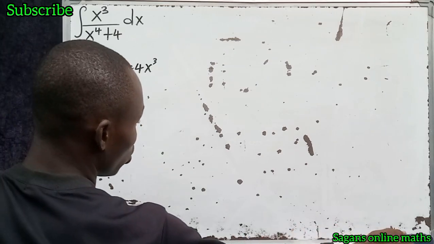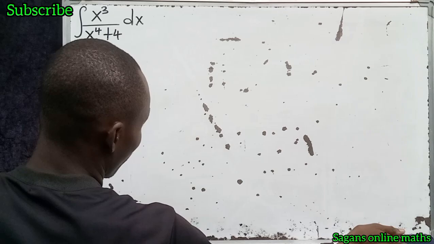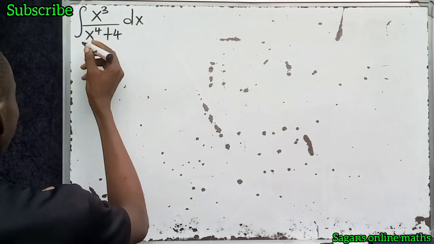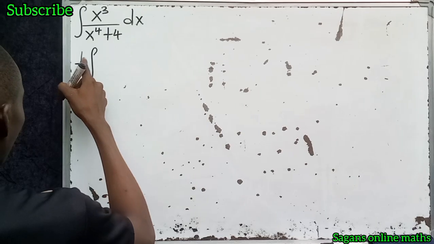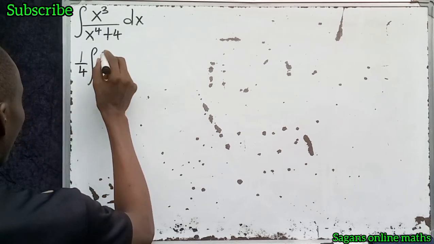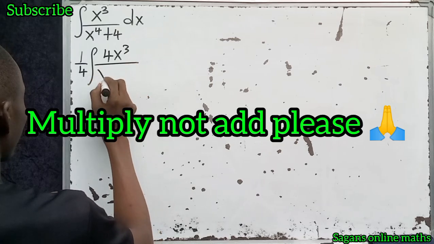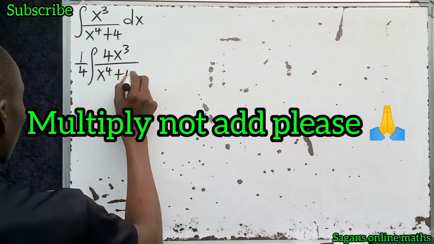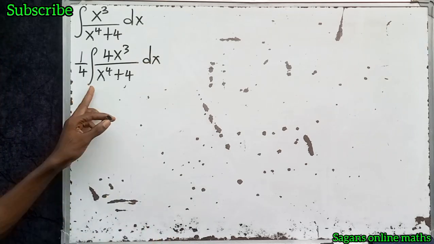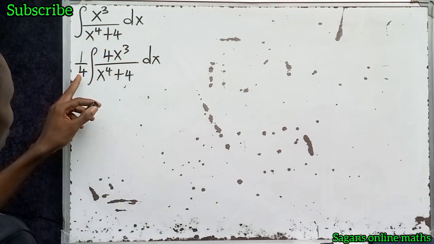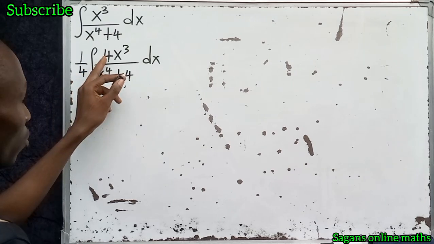Now let me show you what you are going to do without wasting a lot of time. But don't forget, I want to show you another original way you can solve it. Now I can write this as 1 over 4 times the integral, because I added 1 over 4, which is the reciprocal of 4. I will now add 4 here in the numerator: 4x to the power of 3 divided by x to the power of 4 plus 4, dx. Do you know that this is the same thing as the original? Yes, because 1 over 4 multiplied by all this function, the 4 will cancel out the 4.